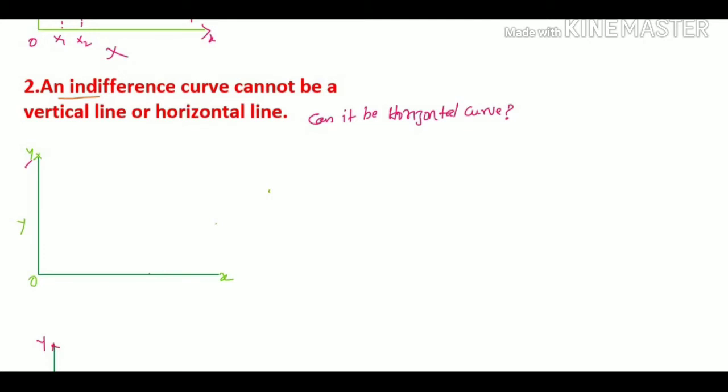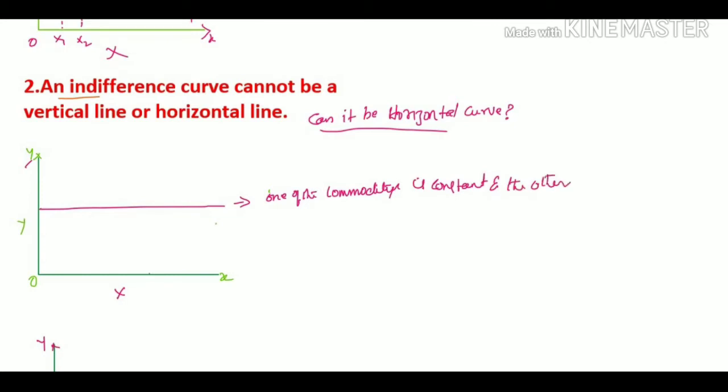Can it be a horizontal curve? No, it cannot be a horizontal curve. That is because a horizontal curve indicates that one of the commodities is constant and the other commodity is changing. Therefore, even if you keep one commodity constant and go on increasing or decreasing the other commodity, the indifference curve definition will be violated, or it would be contrary to the principles of indifference curve analysis.